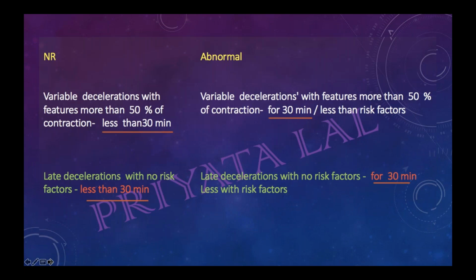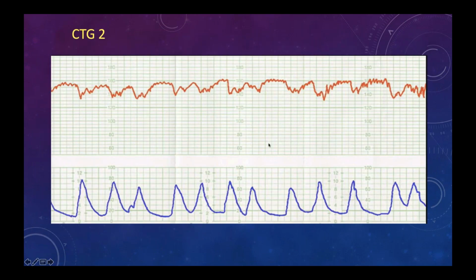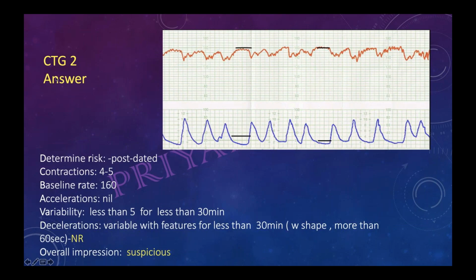Good. So you were doing this trace. Now see the answer. Contractions are 4 to 5. Baseline rate you said rightly it is 160. Acceleration not there. Variability, like what I wrote, is less than 5.